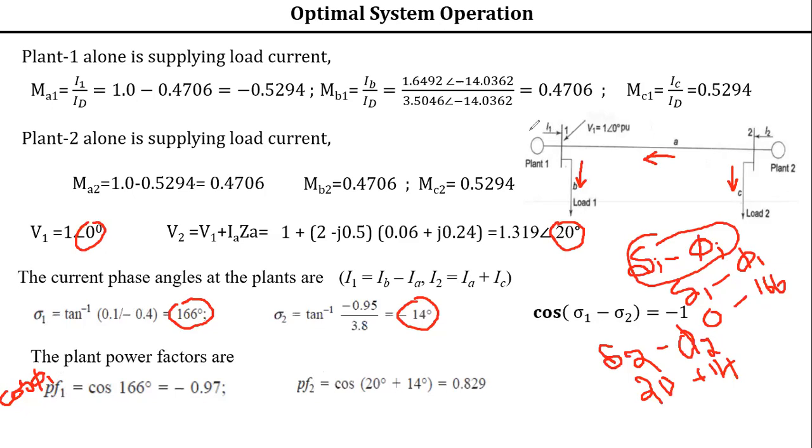That is, what is the power factor at plant 1? What is the power factor at plant 2? This is what we are calculating. And what is the power factor at load 1? What is the power factor at load 2? That is sigma 1 and sigma 2. Remember these things. Okay, fine. Now we got these things. Now let me clear up all these things.